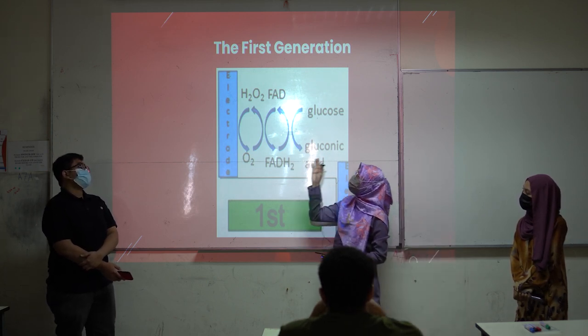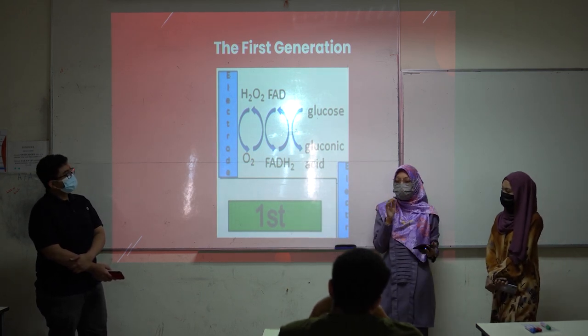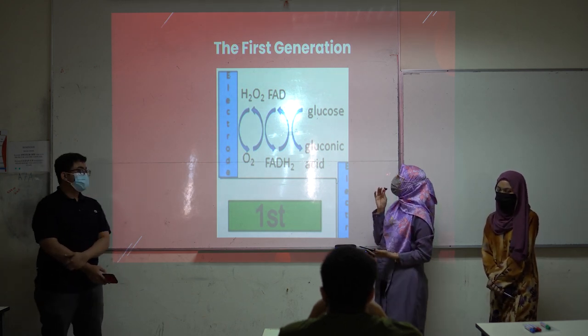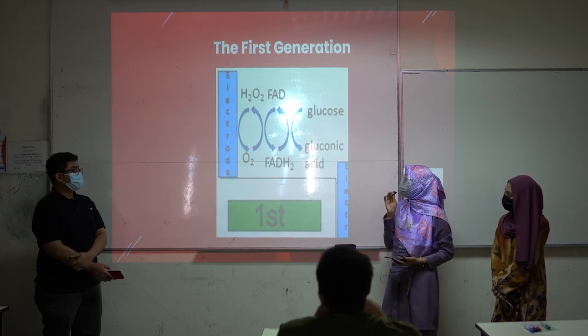So there's a flow there. Is the flow clear? Because we have to make sure that it's clear before we change things up here and there to better the device. Yes? Okay. So there's some problem here with the design of the first generation.